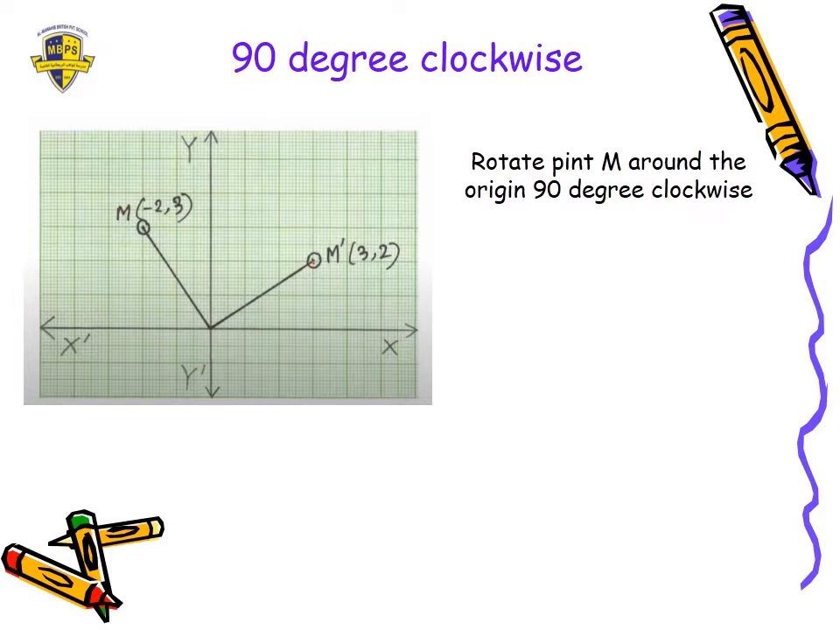We want to rotate point M around the origin 90 degree clockwise. First of all, grade 5, clockwise means to the right. Excellent. So we want to measure 90 degree and draw it to the right. Then we plot the new dot, the image of M or the rotated M. This is M prime. And what is the coordinate of M prime? 3, 2. Good. So this is M prime, the image of M.